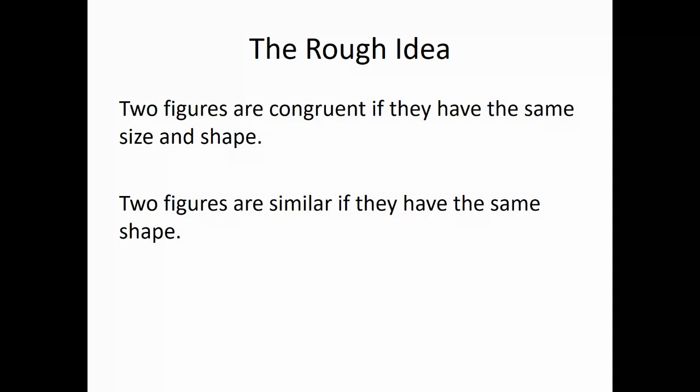Here then is the rough idea, and I'll compare this to congruence. Two figures are congruent, we said, if they have the same size and shape. That was the rough idea. Now let us say that two figures are similar if they have the same shape. So notice that we've removed one of the requirements. Congruence was same size and shape. Similarity is simply same shape. So we remove the requirement of same size.